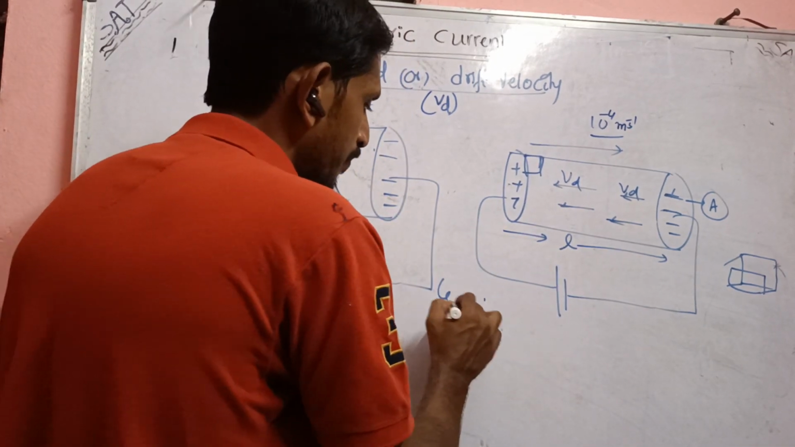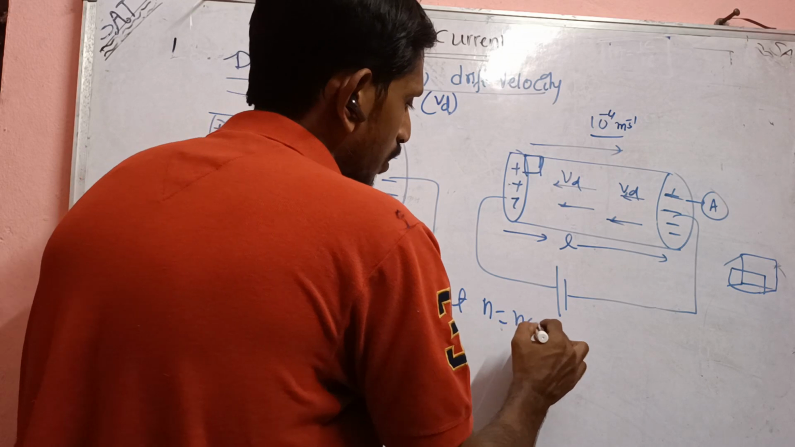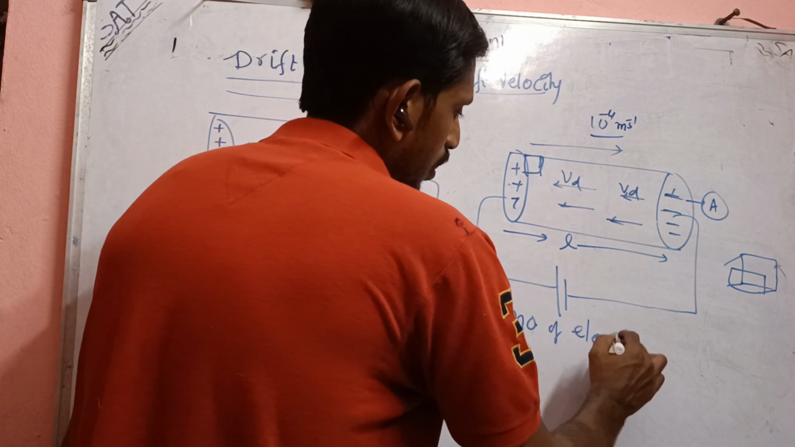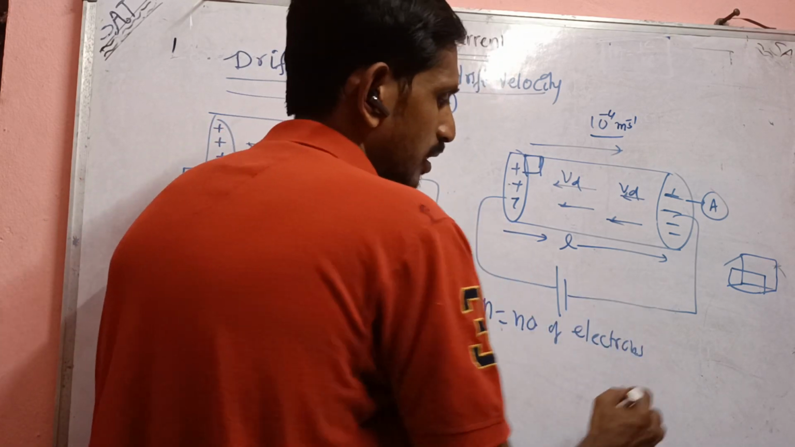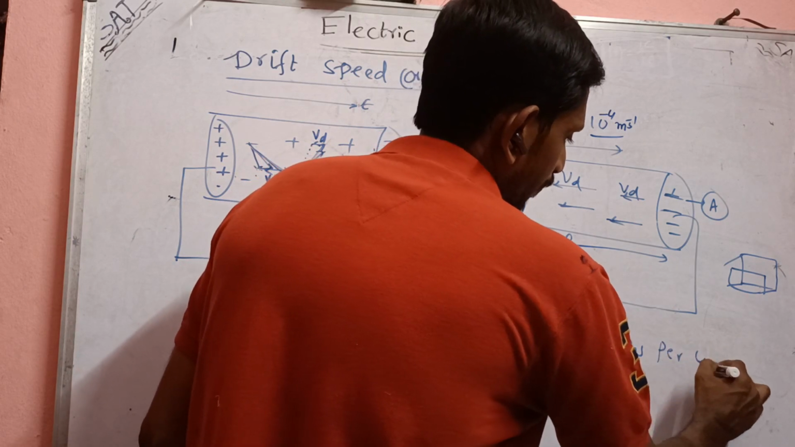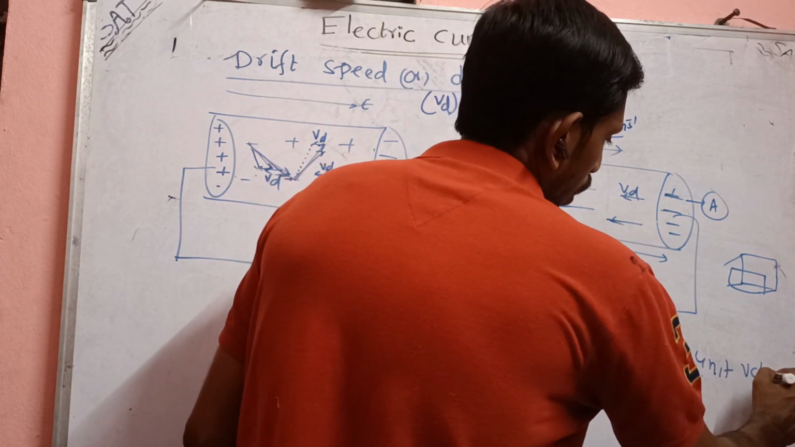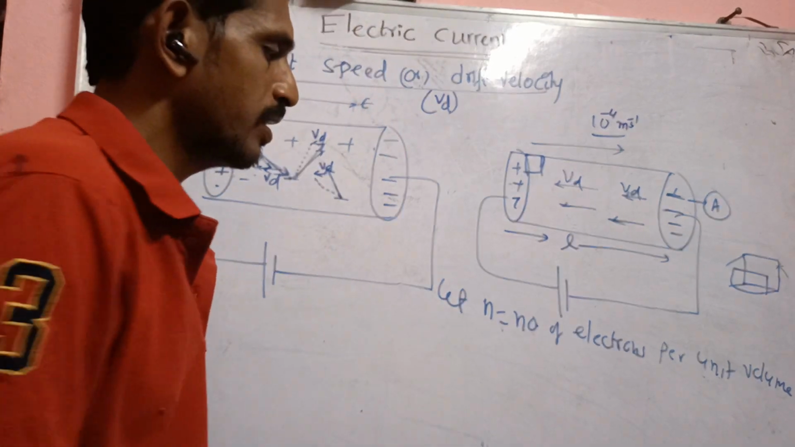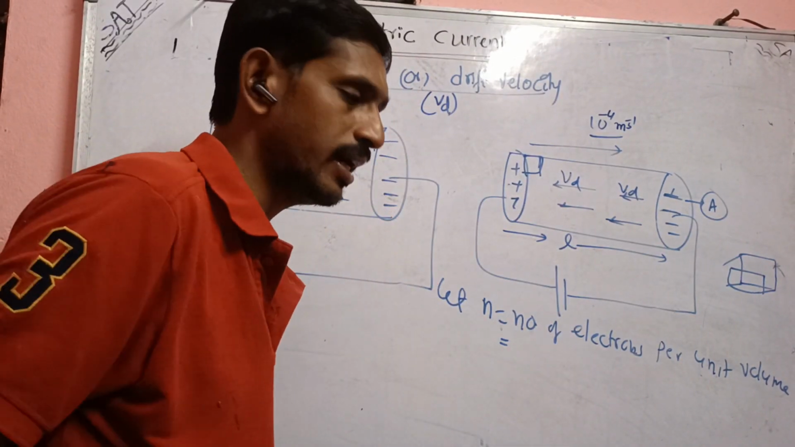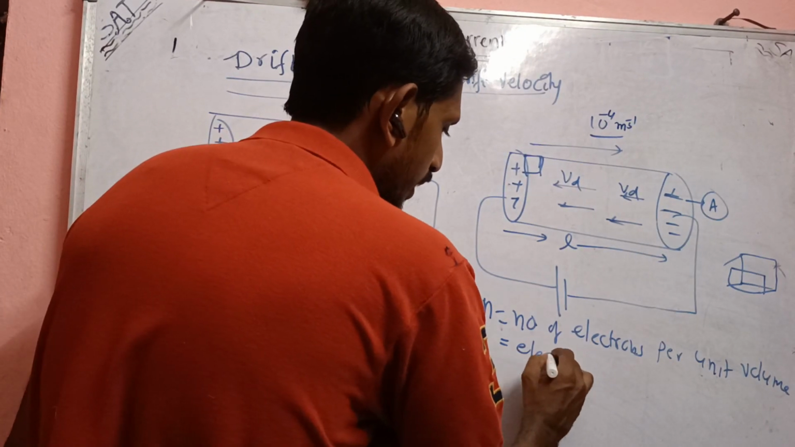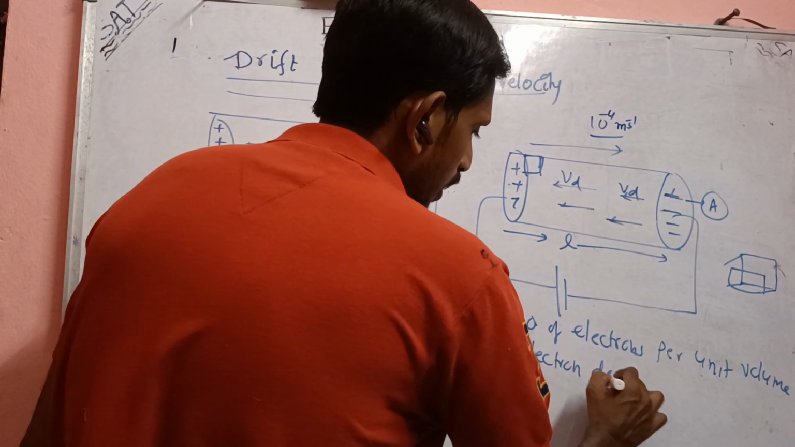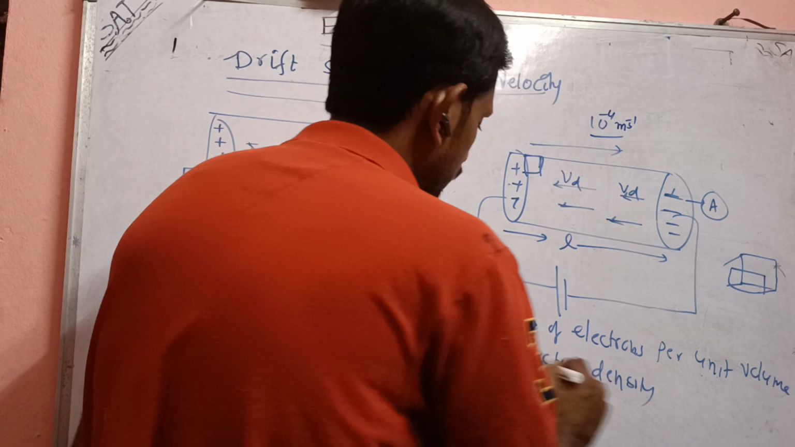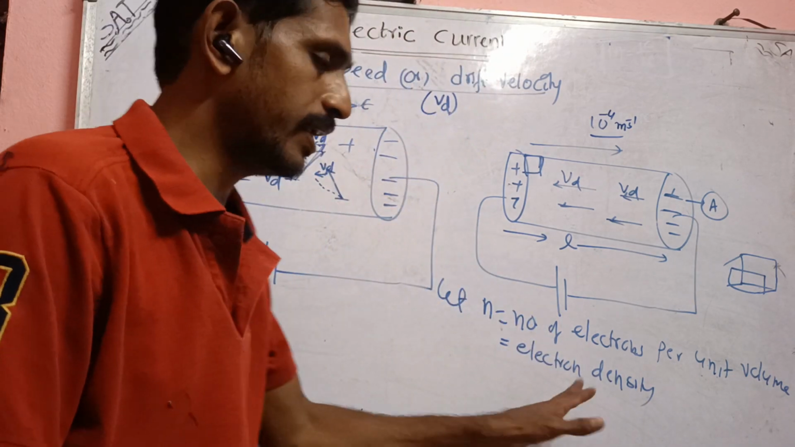For example, small n is the number of electrons per unit volume. So n is the number of electrons per unit volume only. You can also say that this is the electron density. The small n is called the electron density.